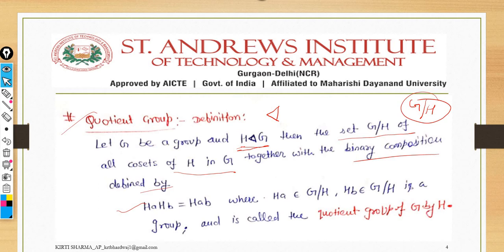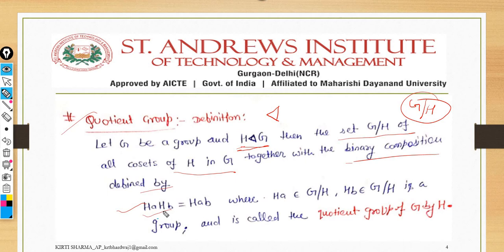In order to get the quotient group with respect to the binary composition, here we are taking the multiplication operator. There can also be the plus operation, the addition operation, or any other operation possible. To define the quotient group, here I am taking the multiplication operation. We have already studied cosets also.